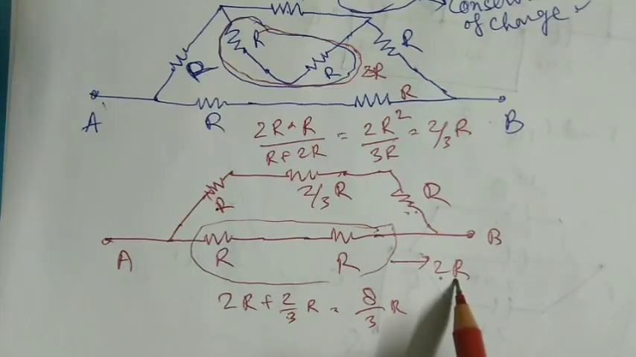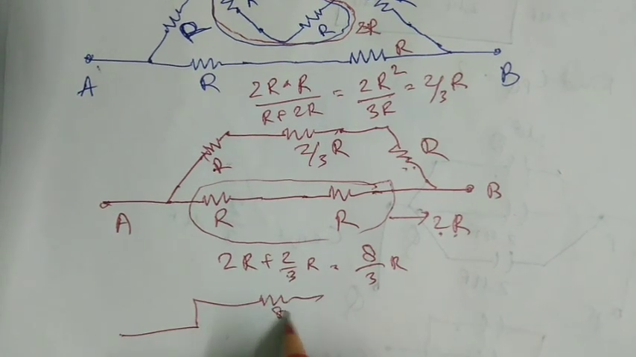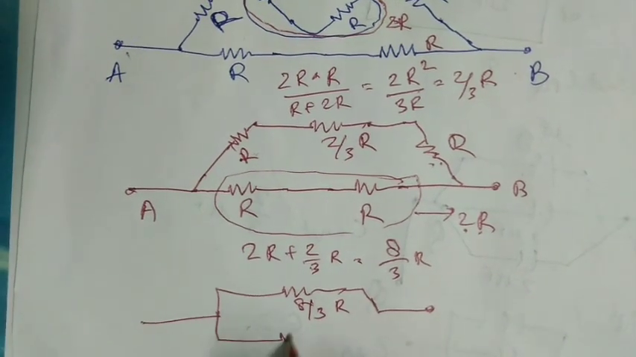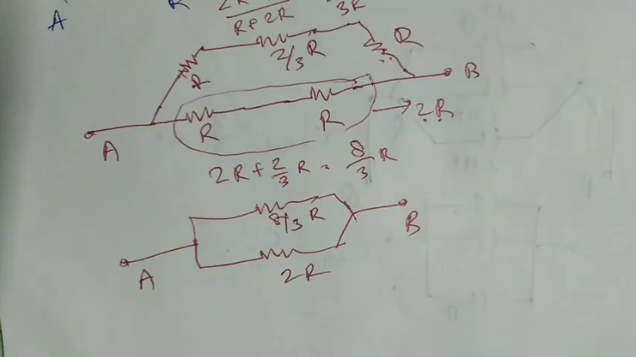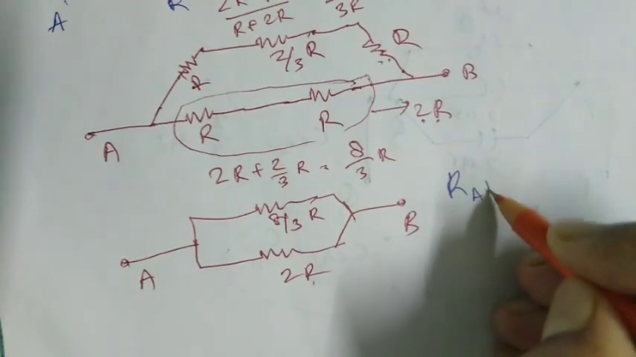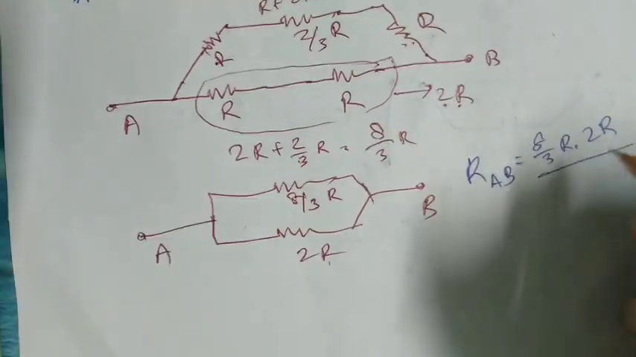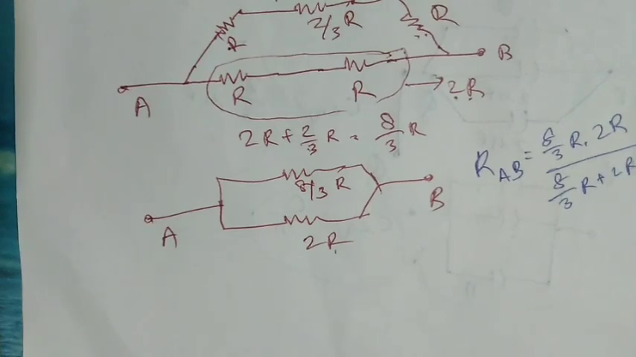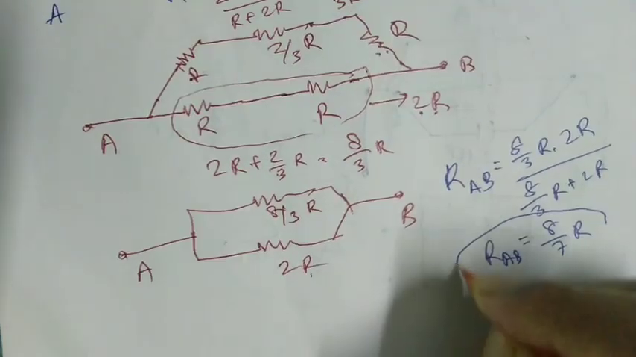And this is 2R. So it's like this, 8 by 3R, and here 2R in parallel, between B and A. Now what's going to be the value? These are in parallel, so RAB is equal to 8 by 3R into 2R divided by 8 by 3R plus 2R. What's going to be the value? The answer will come 8 by 7R, RAB. This is the equivalent resistance.